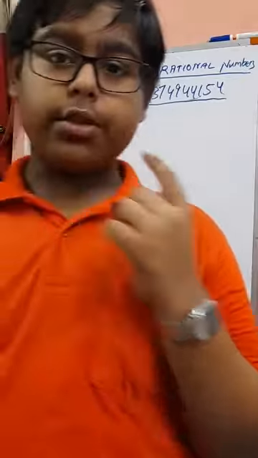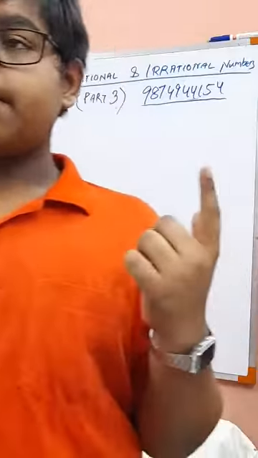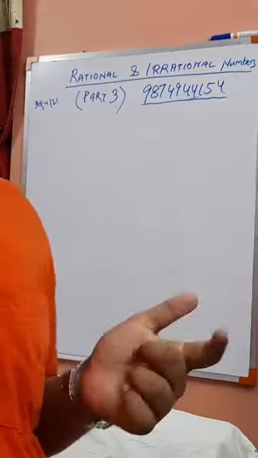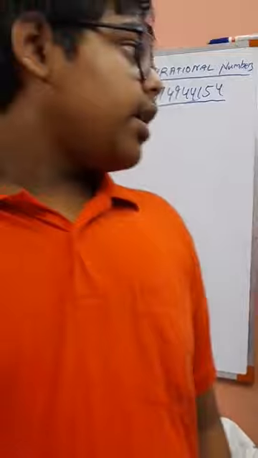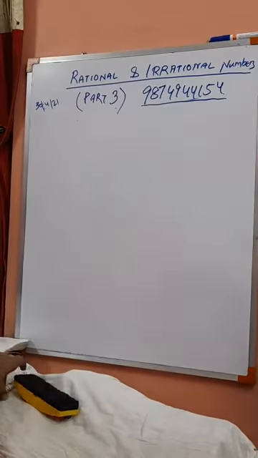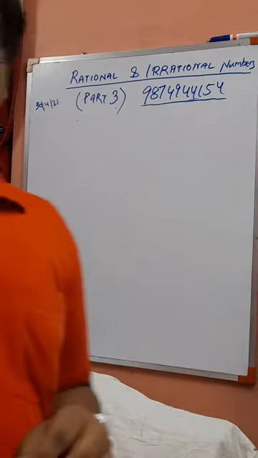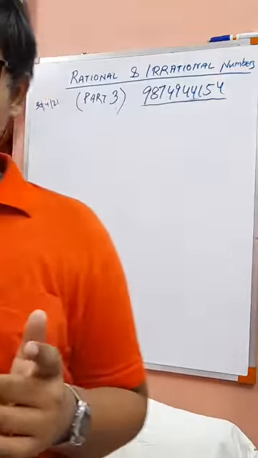Hello, good evening everyone. Today we are in part 3 of rational and irrational numbers of the class 9 syllabus. We will be continuing with irrational numbers, as we had completed rational numbers. In part 3, we are going to discuss the types of irrational numbers.